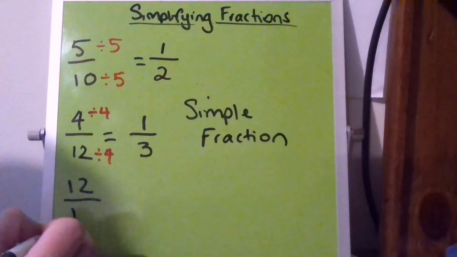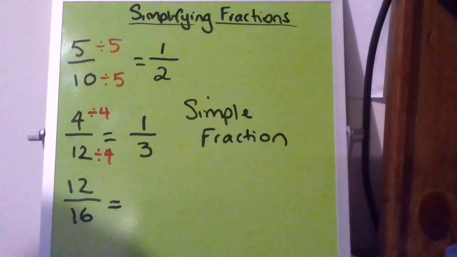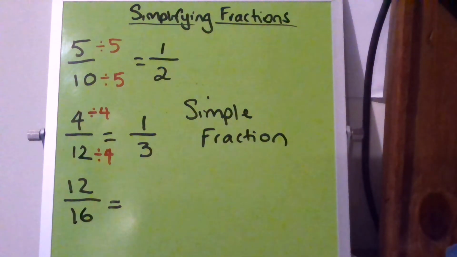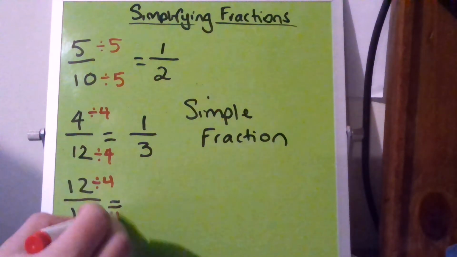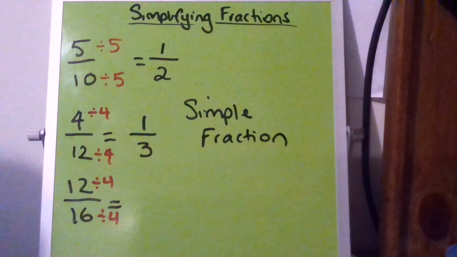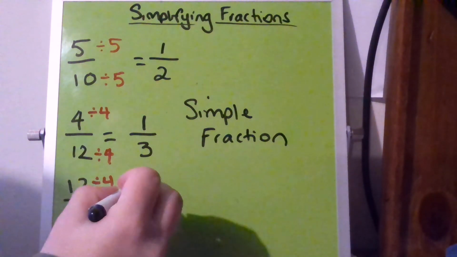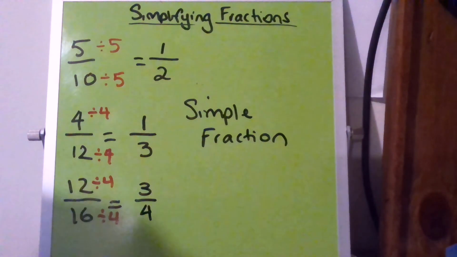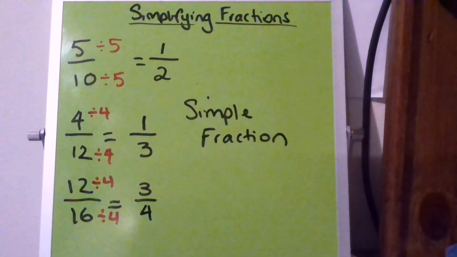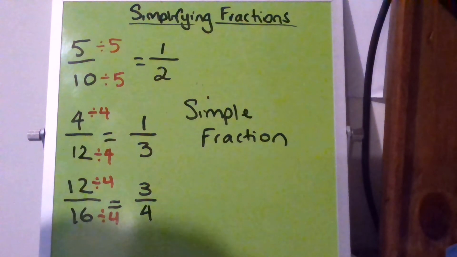Here's another one, 12 out of 16. So numbers that go into both 12 and 16. So we could have 2, we could have 4, could we have anything else? No, so let's divide by 4. Divide by 4. How many 4s go into 12? 3. And how many 4s go into 16? 4. So that's the simple fraction for 12 out of 16.